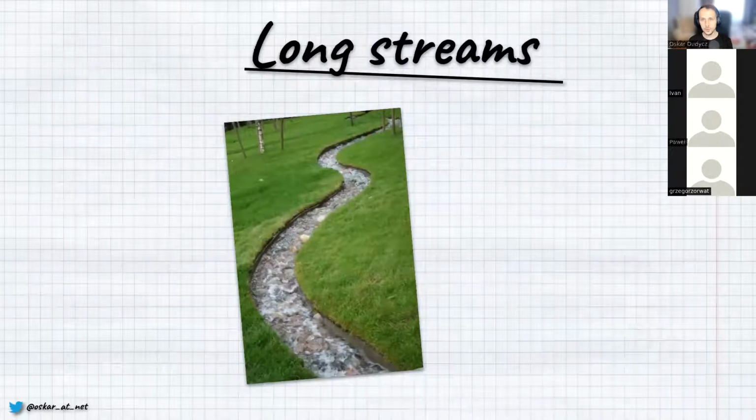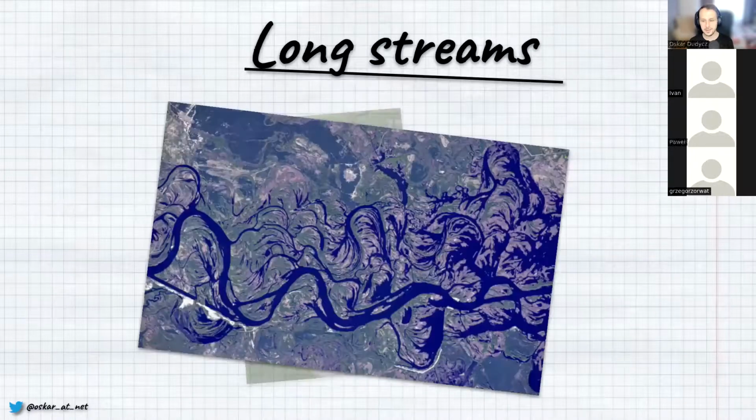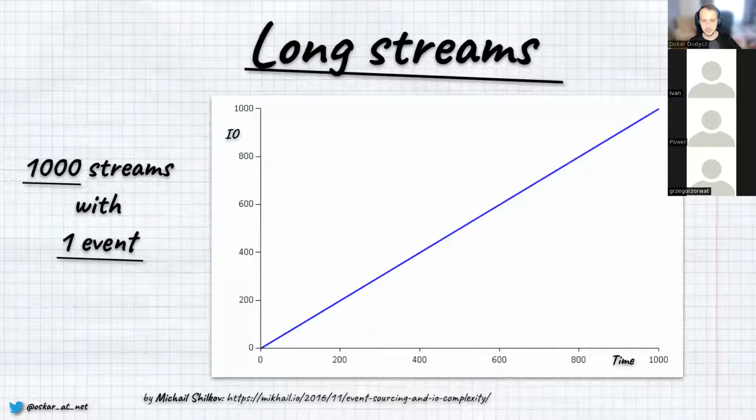Yet long streams, even for a database that is damn good at getting all of the events from the stream, can be hard. So as you can see, short streams are manageable, but that can quickly escalate. And Mikhail Shilkov did a thought experiment in his blog post. He said that if we are appending one event, then we are doing one IO operation. If we are reading one event, then we are also doing one IO operation. So if we have 1,000 streams with one event, then the amount of IO operations within that time is growing linearly.